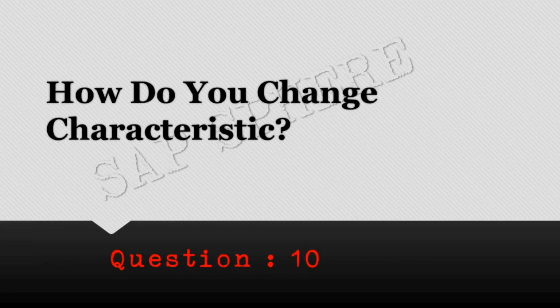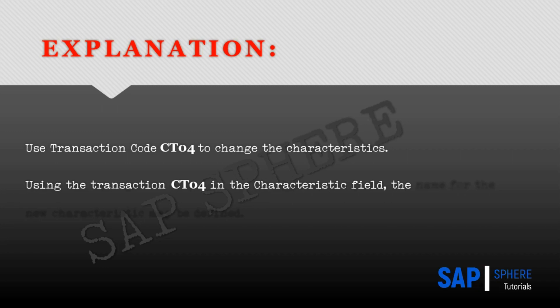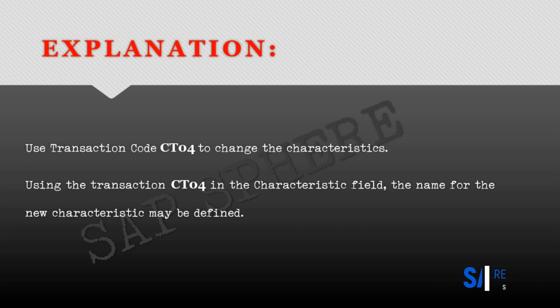How do you change characteristic? Use transaction code CT04 to change the characteristics. Using the transaction code CT04 in the characteristic field, the name for the new characteristic may be defined.